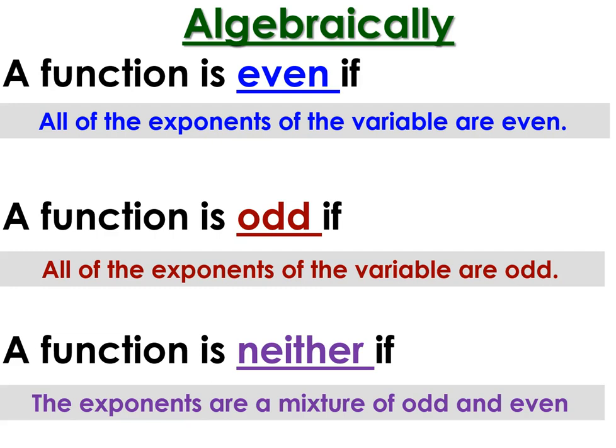Over the next few slides, I have quite a few examples to go through with you. Again, we're looking at the exponents, and if the exponents are all even numbers, the function's even. If the exponents are all odd numbers, then the function is odd. And if it's a mixture, then it's neither even nor odd.